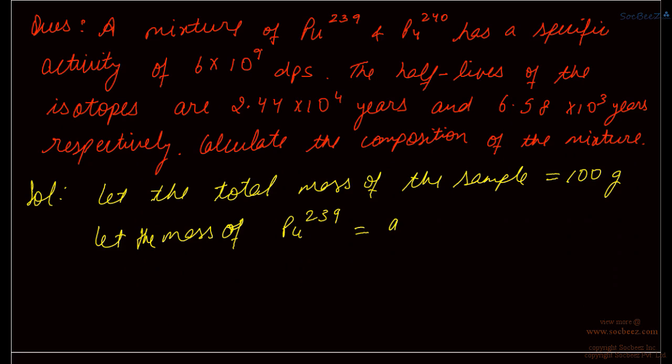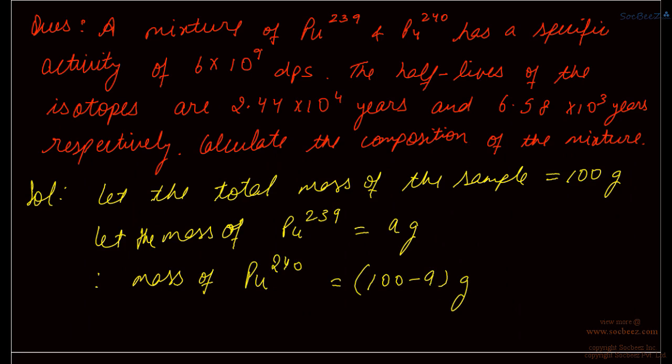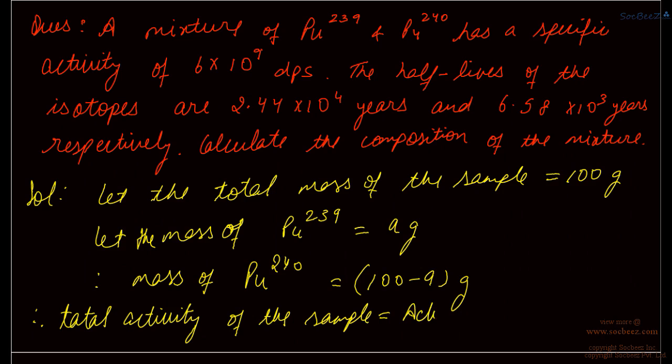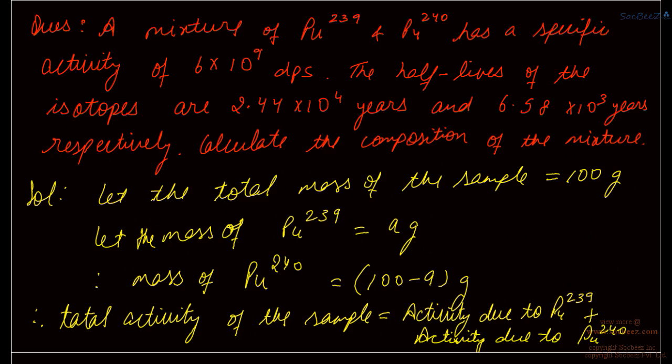Let the mass of Pu-239 be A gram. Therefore, mass of the other species will be 100 minus A gram. Now, total activity of the sample will be the sum of the activities due to both of these constituting species. Therefore, total activity of the sample equals activity due to 239 plus activity due to 240.